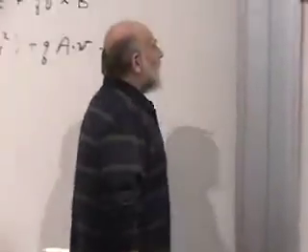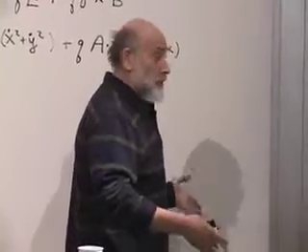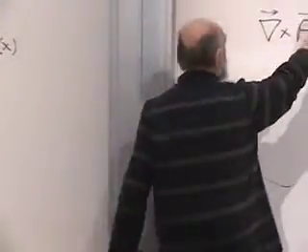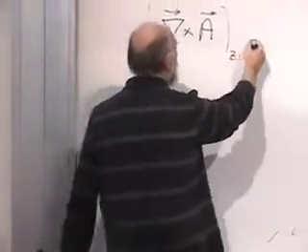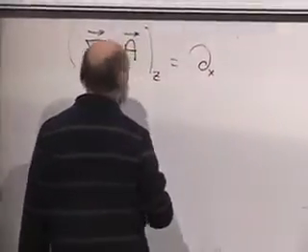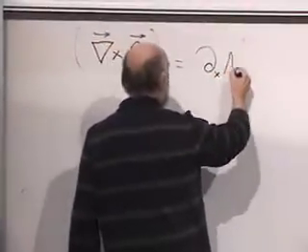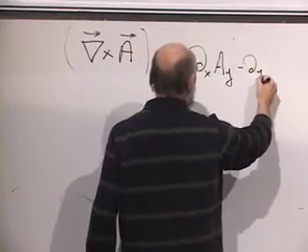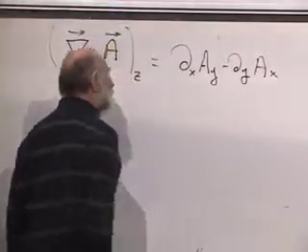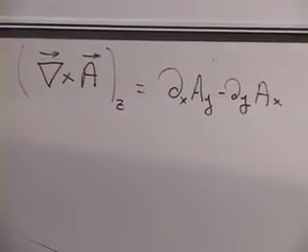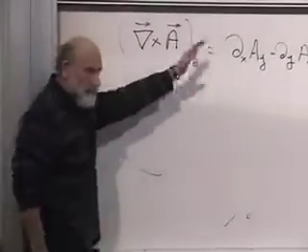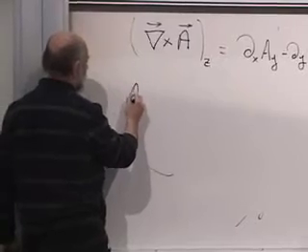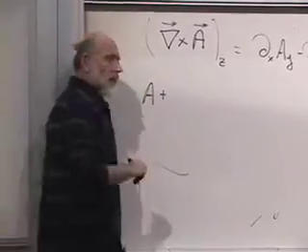Just to understand it, let's focus on a particular component of del cross A. Let's say the z component, but all the other components work the same way. What is the z component of del cross A? It is the derivative with respect to x, d by dx, of A_y, minus the derivative with respect to y of A_x. That's its definition. Now, supposing I add to the vector potential something which is itself a gradient. I'll write it in vector notation and then explicitly in components.